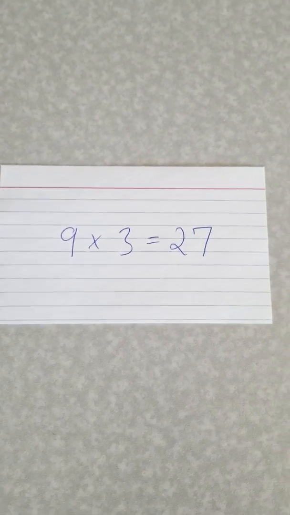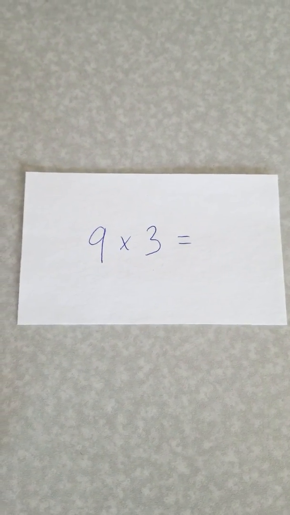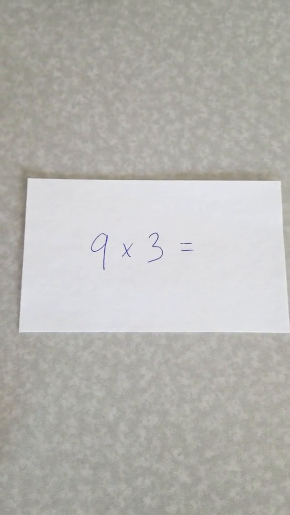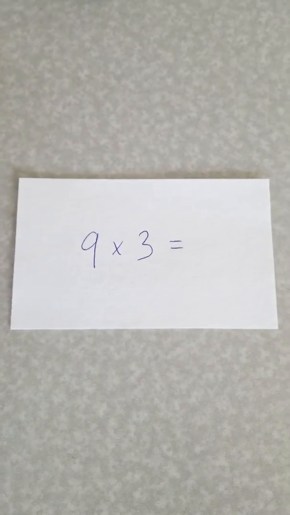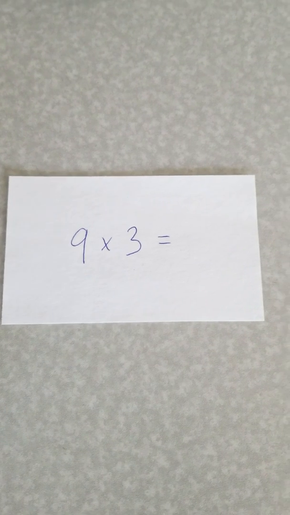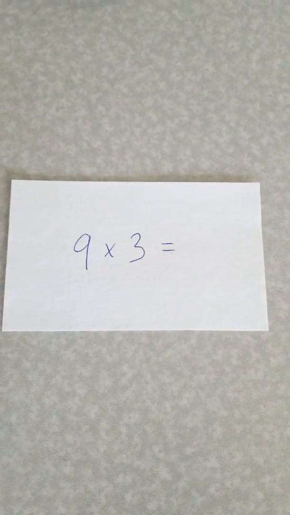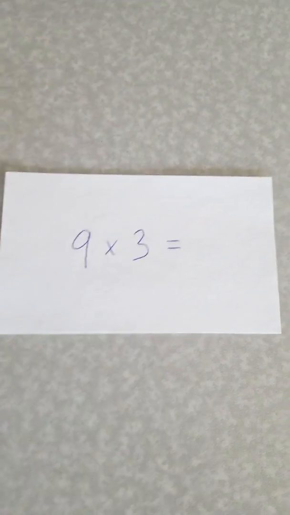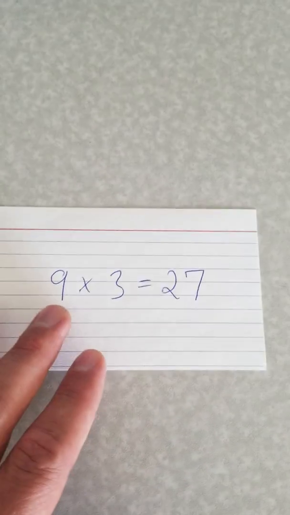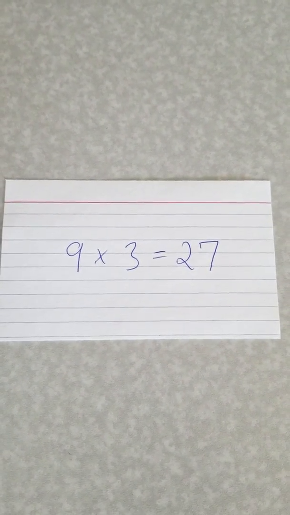Okay? Now, let's say they didn't know that. They say 9 times 3 equals, and they're thinking, and they say, I don't know what that is. Tell your child it's 27, but have them read it. They read it, and they say 9 times 3 equals 27. And you flip it over, and they see it again: 9 times 3 equals 27.